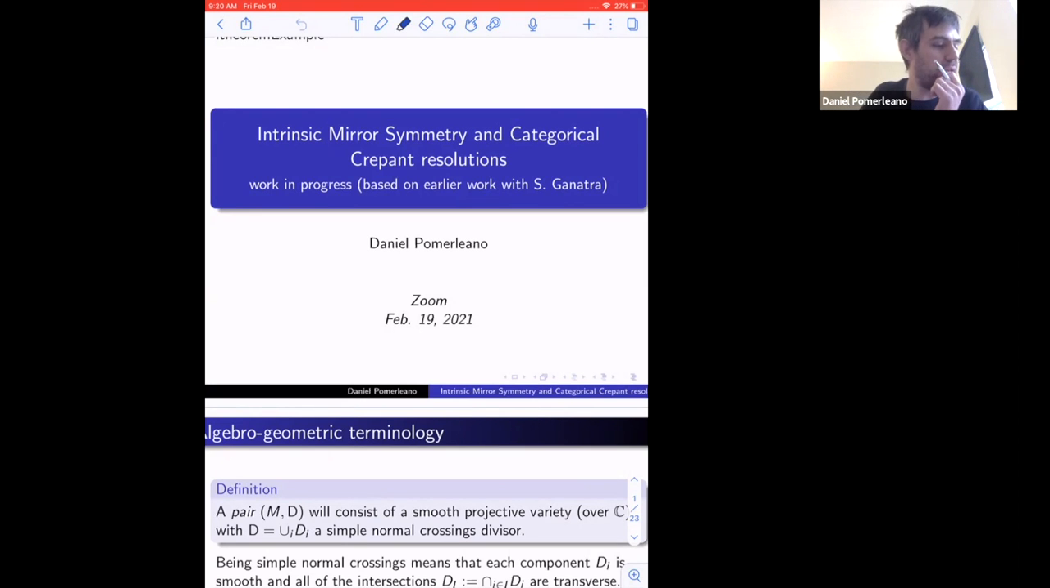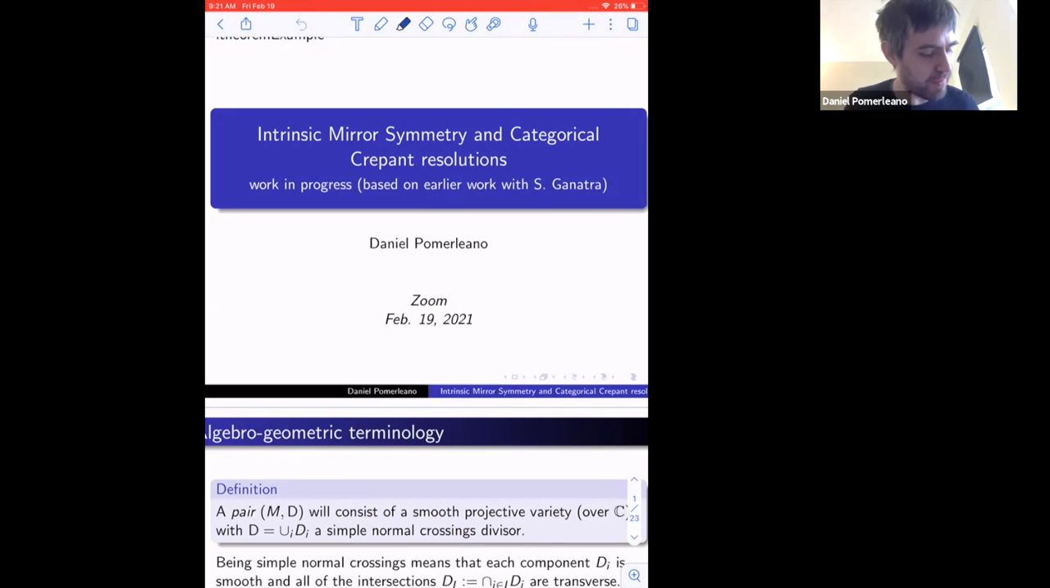So what I'm going to talk about is work in progress, but a lot of the foundations for what I'm talking about are applications of earlier work that I did with Shiel Ganatra a couple of years ago. That paper has already been published, but the applications I'm going to talk about are still in progress. I hope they'll be on the archive in the next couple of weeks, but it's not yet available.